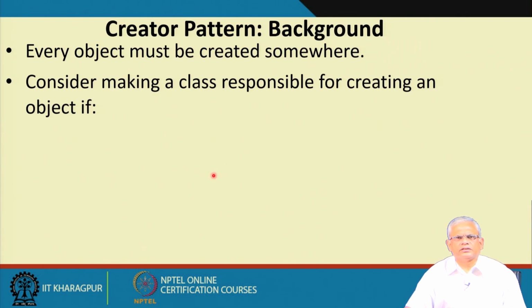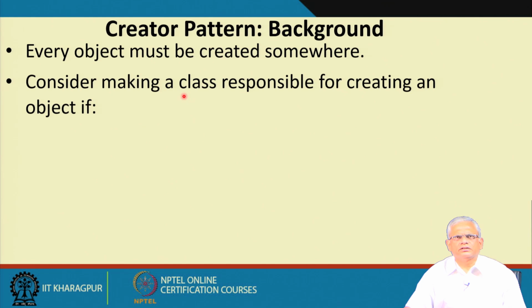Now, let us look at the next pattern, which is the creator. The problem that the creator pattern addresses is that every object must be created somewhere. In every program, a large number of objects are created, but each object creation is the responsibility of which class? Now, if we try to solve this problem, we might sometimes assign the object creation very wrongly, and that may degrade the design solution.